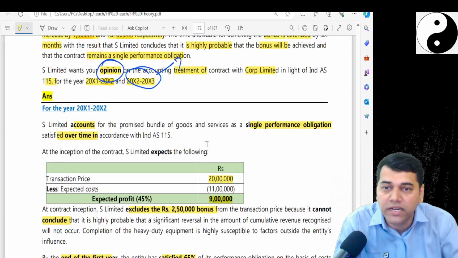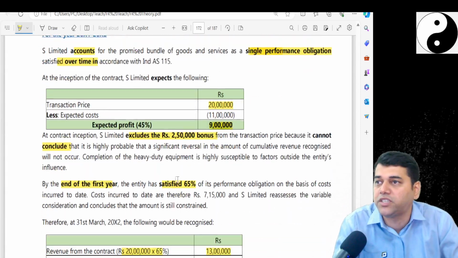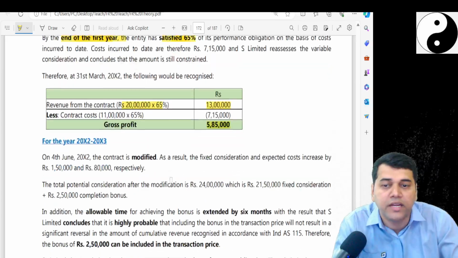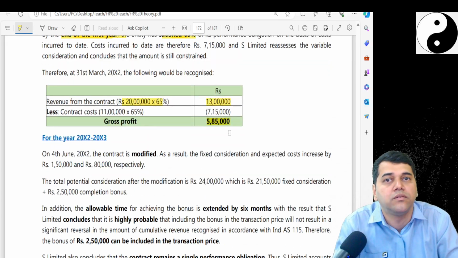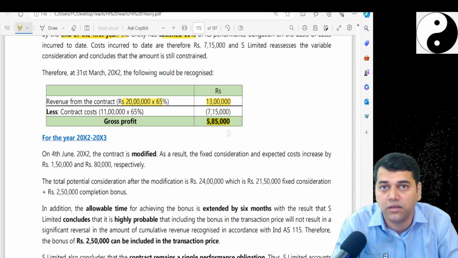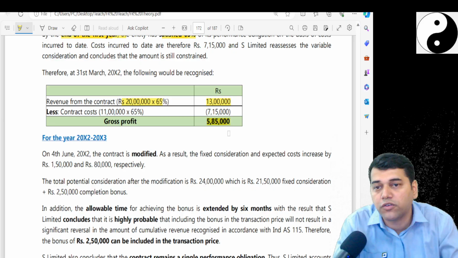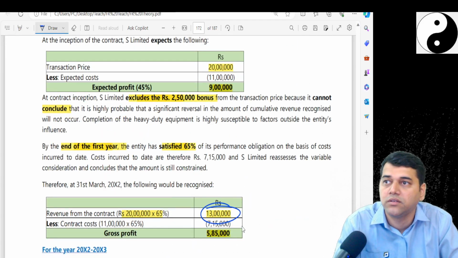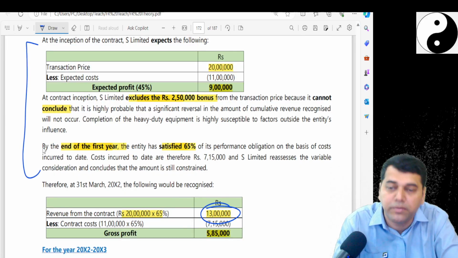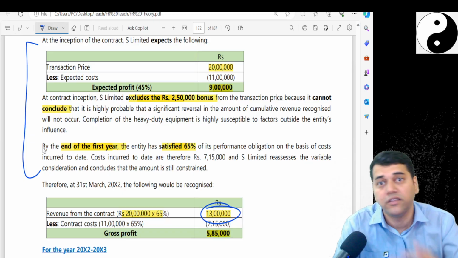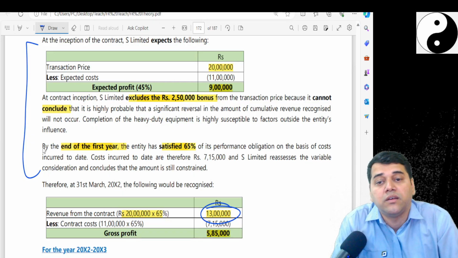You have to write this theory: single performance obligation, variable consideration we are going to exclude, satisfied over the year, and this is the profit we are going to make. So this problem should fetch you at least 3 to 4 marks as per me. Do you think just telling 13 lakhs will get you 4 marks? No, 4 marks will come by explaining all these things: that there is a variable consideration, we are going to exclude it, and this is your opinion. And why are you excluding? Because you are not sure.